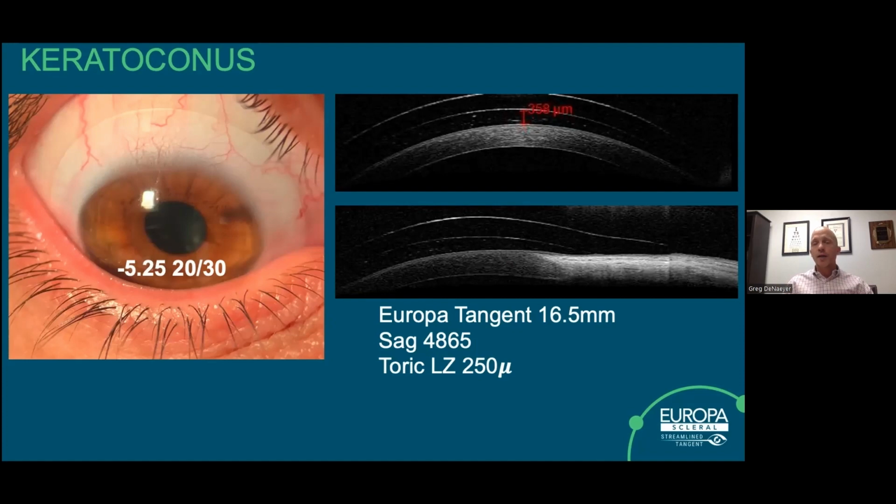That's also highlighted on the OCT image down to the right. We can see how soft that landing zone is. And with some nearsighted correction, she's able to see 20/30 with that right scleral contact lens.